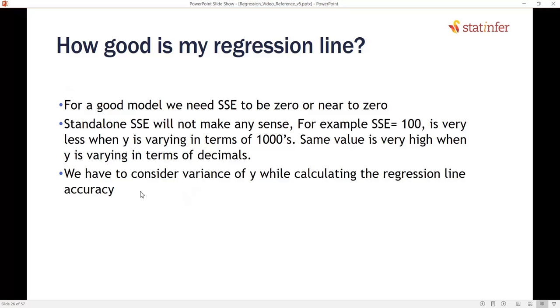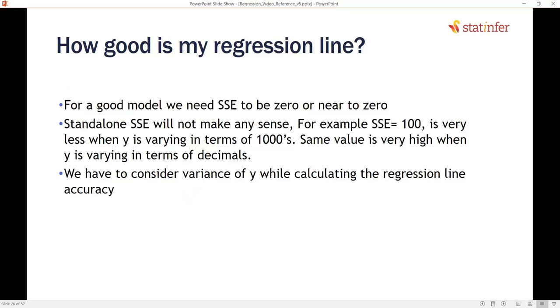Since some deviations are positive and some are negative, what we'll do is take the sum of squares of all such deviations. For a given regression line, the sum of squares of all such deviations should be really less for a good regression line. If we are comparing two regression lines, we look at the sum of squares of errors of regression line 1 and the sum of squares of errors of regression line 2. The one which makes lesser errors is the better line. For a good model, SSE must be 0, that is the best model, or near to 0.